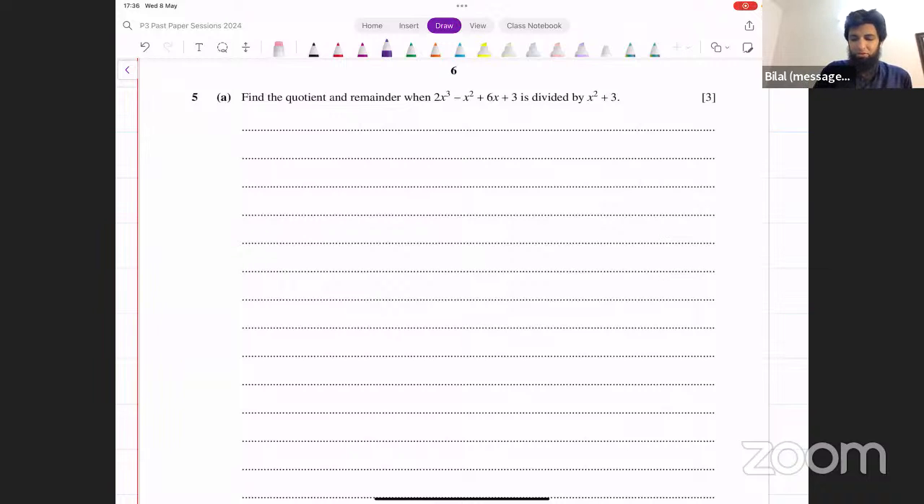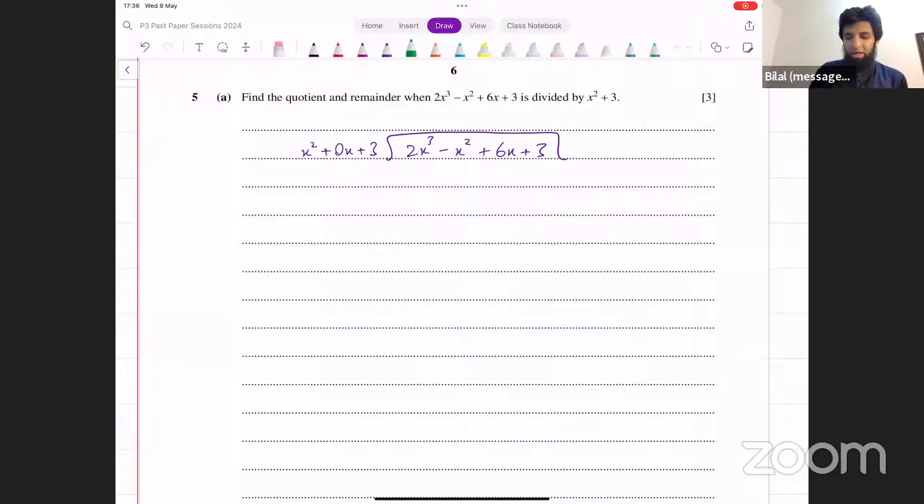So I'm going to go through this whole process. Question number 5, part 1. First of all, let's do this division. 2x cubed minus x squared plus 6x plus 3. We need to divide this by x squared plus 3. Now you see the x term is missing. We can write this as x squared plus 0x plus 3. All right, the term that's missing, we put 0 in place of that. We treat that coefficient to be 0.